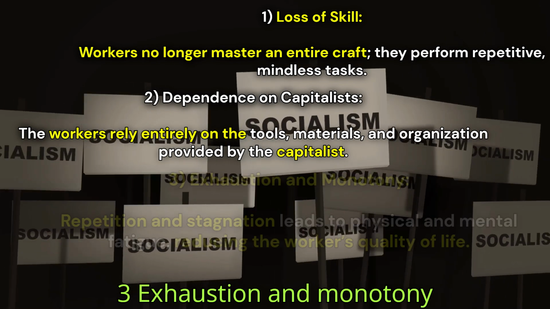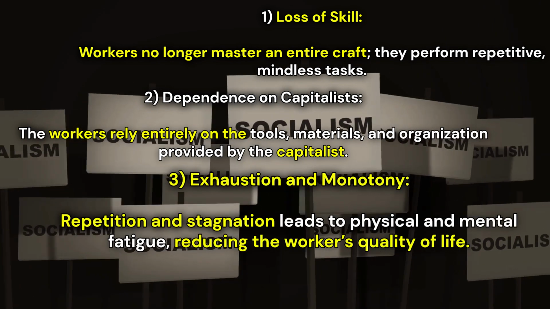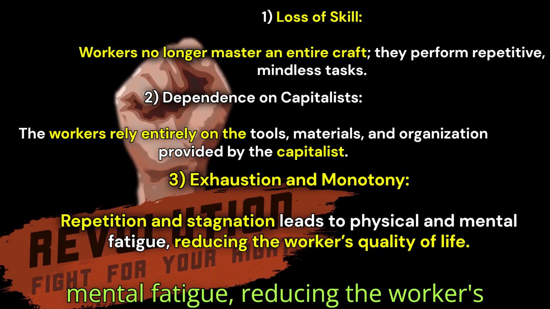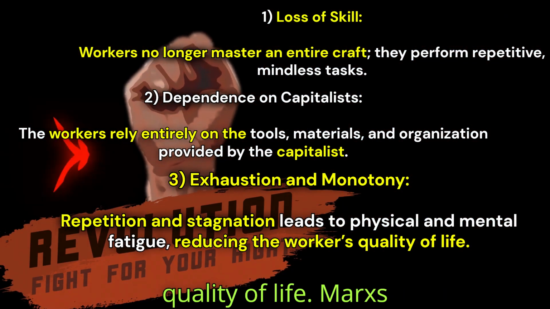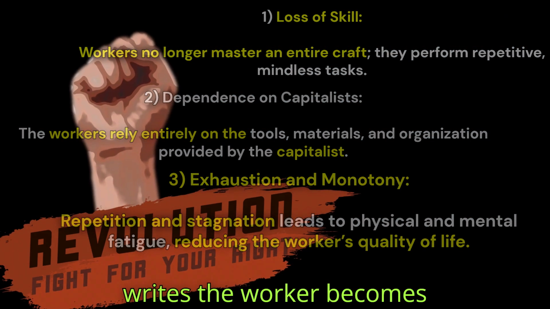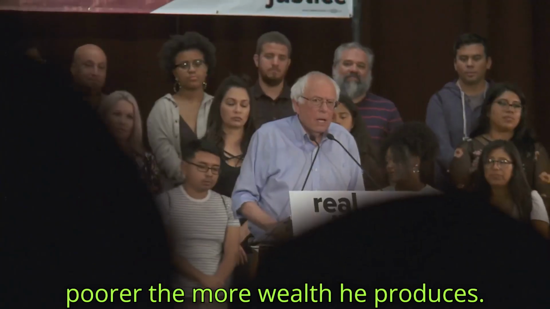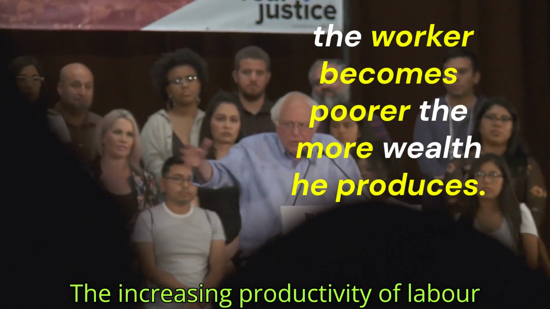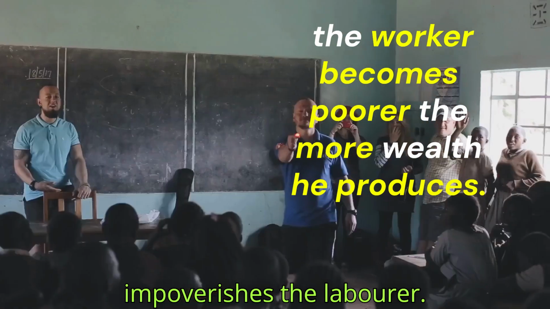Three, exhaustion and monotony, where repetition leads to physical and mental fatigue, reducing the worker's quality of life. Marx writes, the worker becomes poorer the more wealth he produces. The increasing productivity of labor impoverishes the laborer.